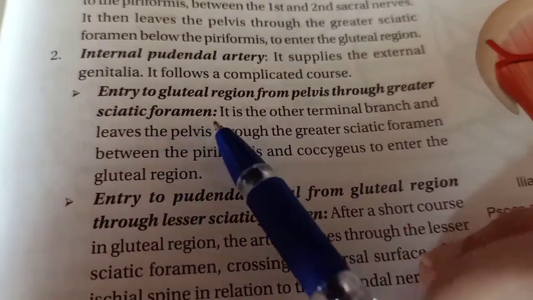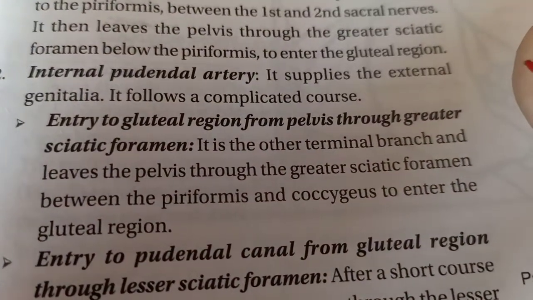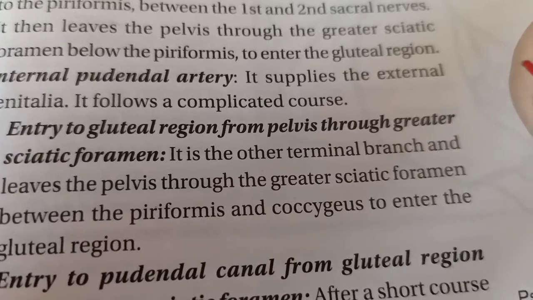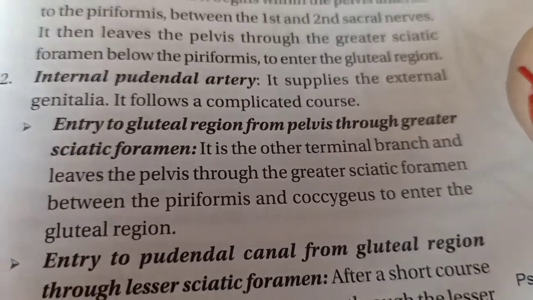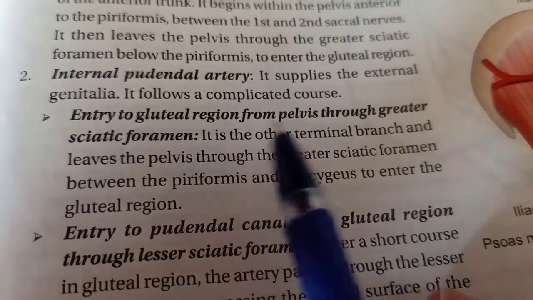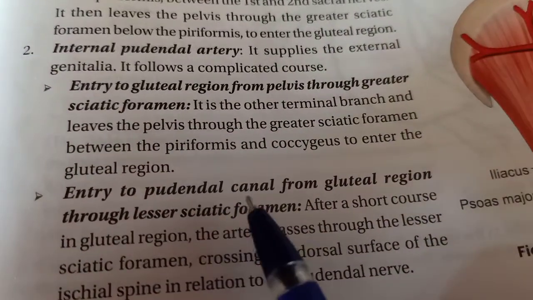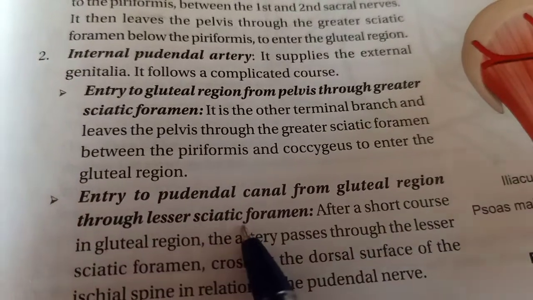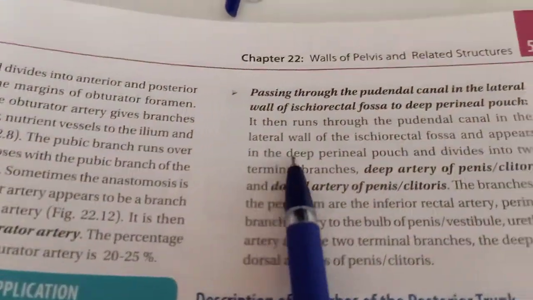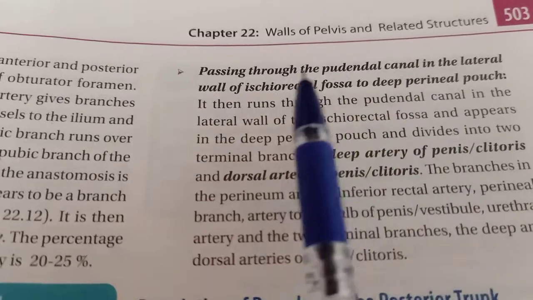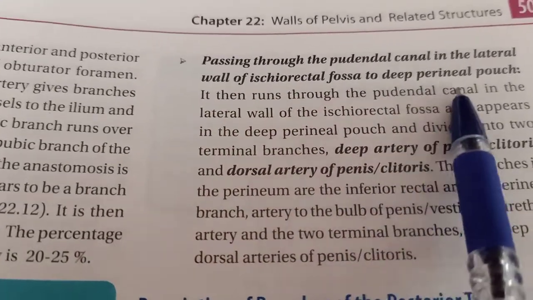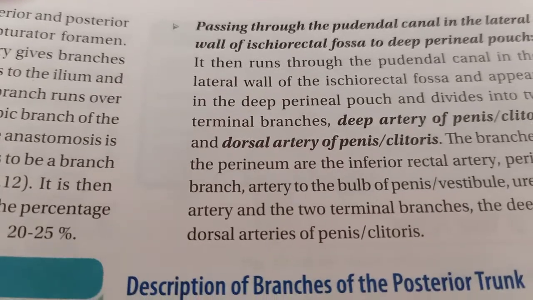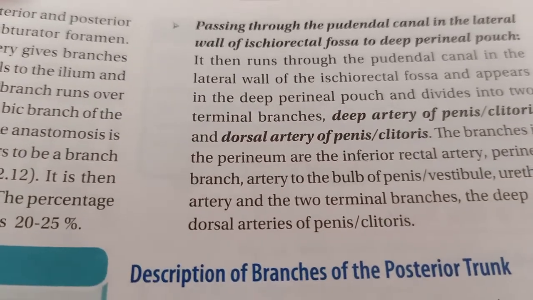Now, first, entry to the gluteal region from the pelvis, through the greater sciatic foramen. Then entry to the pudendal canal from the gluteal region, through the lesser sciatic foramen. And then passing through the pudendal canal in the lateral wall of the ischiorectal fossa to the deep perineal pouch. So this was the course of the internal pudendal artery.